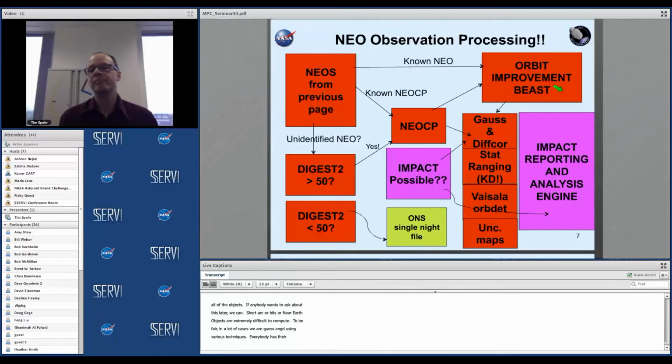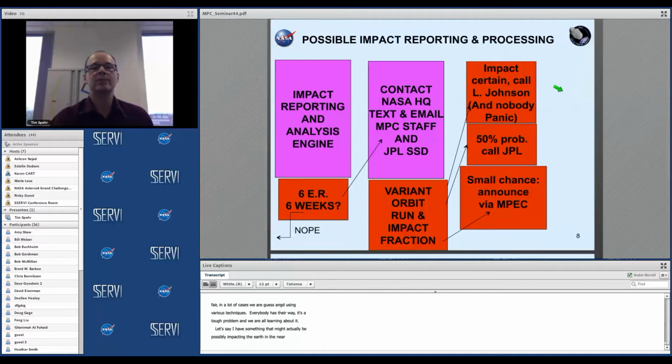But let's say I've got something that might actually be possibly impacting the Earth in the near future. What do I do? We go over here, and now we're in the impact reporting and analysis engine. I'm curious if anything is going to come within 6 Earth radii in the next 6 weeks. If it's not, it's still on the confirmation page and everyone will observe it.